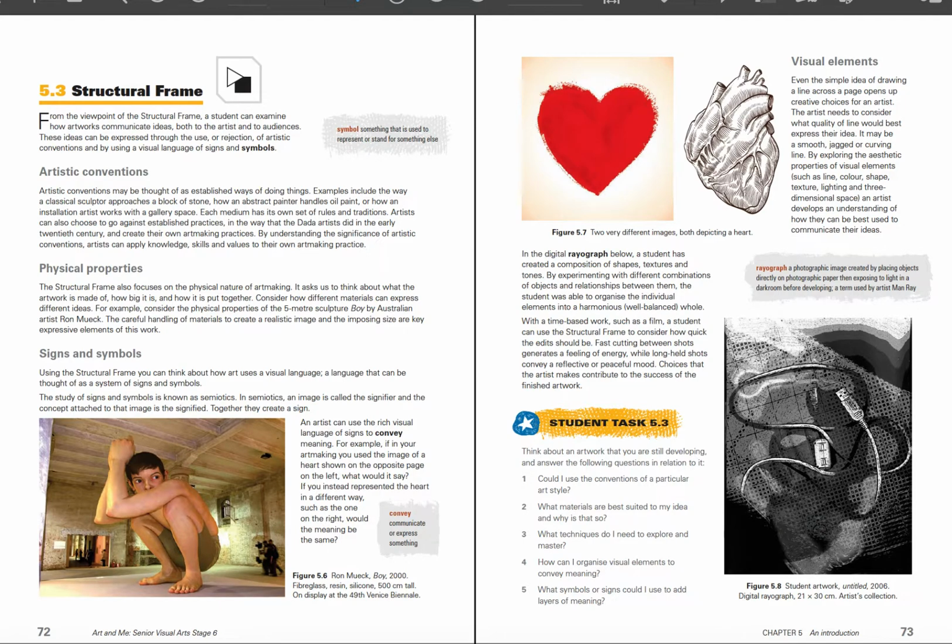So what symbols or signs could I use to add layers of meaning? With that particular one, you don't just have to write, mine's about love. We can go back up here. Mine's all about love, so I'm going to add a love heart. You can draw it as well. You can experiment with these signs and these symbols to add layers of meaning.